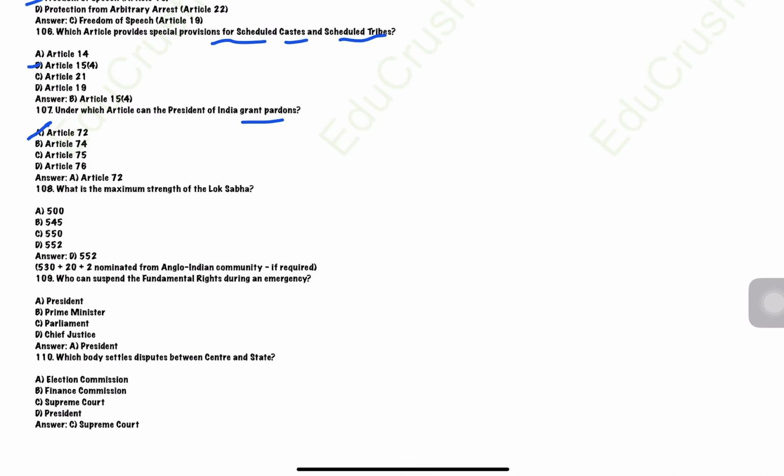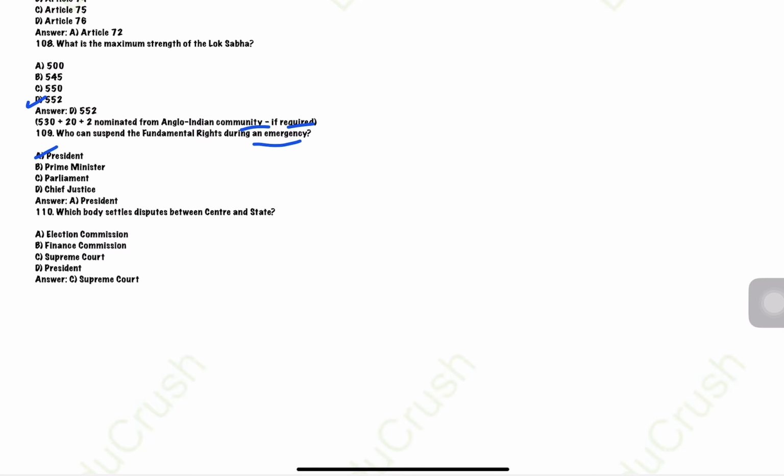What is the maximum strength of the Lok Sabha? 552. So 530 plus 20 plus 2 nominated from the Anglo-Indian community if required. Who can suspend the fundamental rights during an emergency? Only the President can suspend the fundamental rights during an emergency. Which body settles disputes between center and state? Supreme Court.